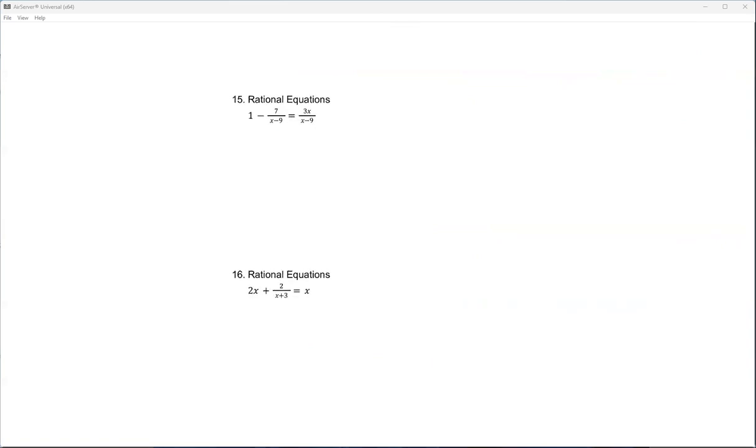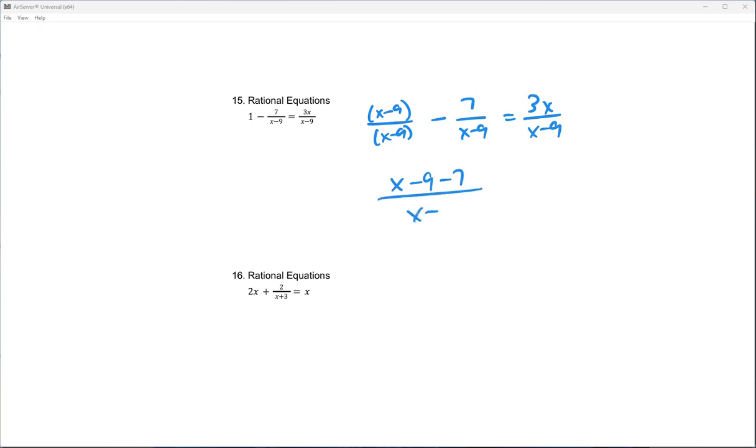Number 15. You have to get a common denominator. So it is x minus 9 over x minus 9 minus 7 over x minus 9 equals 3x over x minus 9. So we combine the fractions, it'll be x minus 9 minus 7 over x minus 9 equals 3x over x minus 9, which is x minus 16 over x minus 9 is equal to 3x over x minus 9. So we could kind of ignore the denominator here because they have the same denominator.